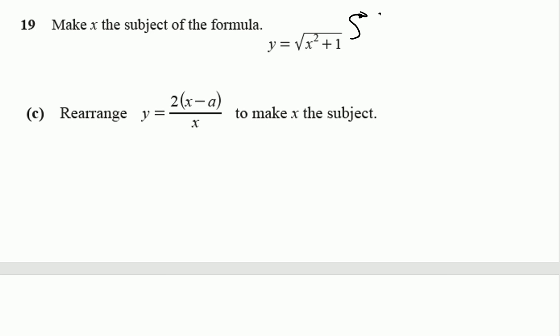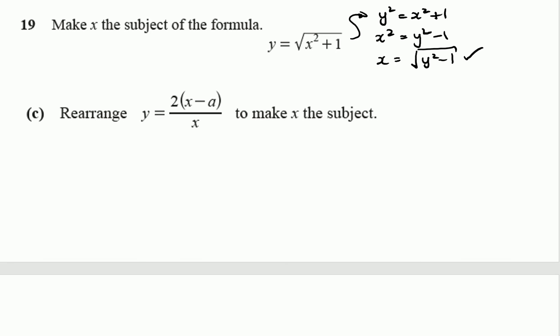I'm going to start off by saying y squared equals x squared plus 1. Now, if I was trying to get to x, I would want to subtract the 1 on the other side. I would want to say x squared equals whatever y squared is, minus 1. And then, of course, I would have to square root. x equals the square root of y squared minus 1. And I'm finished. Again, rearranging formulas is just solving equations, and I'm just pretending that all my letters work like numbers.